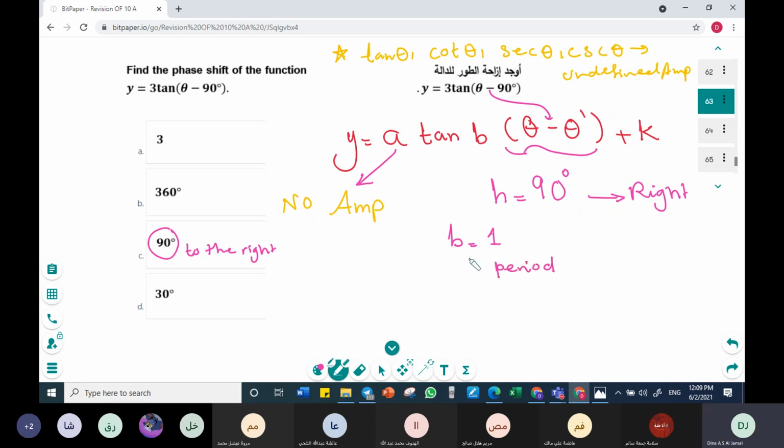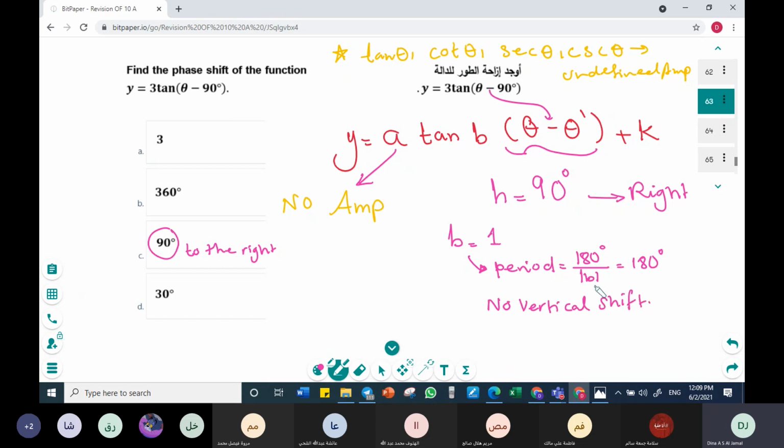What is the period of the tan? 180. Excellent. Over what? Absolute value of B. Excellent. Which is 1. So, the period is 180. Do I have any vertical shift here? No. No vertical shift. So I have analyzed everything with you. Okay, ladies?